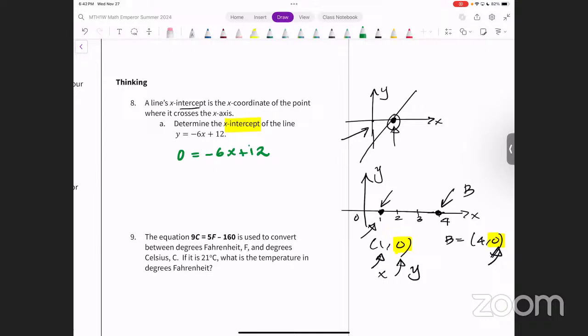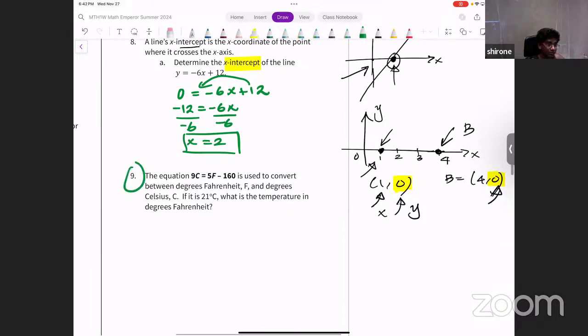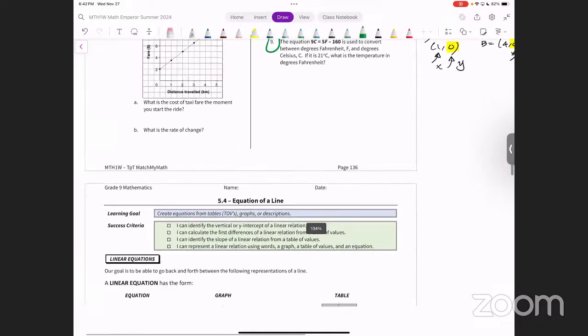So if I move the 12 to the other side, -12 is equal to -6x, divided by -6. x must be 2, isn't it? Are you following that? Yes? All right, I'm not doing all the questions. I'm expecting that you should be able to get that.